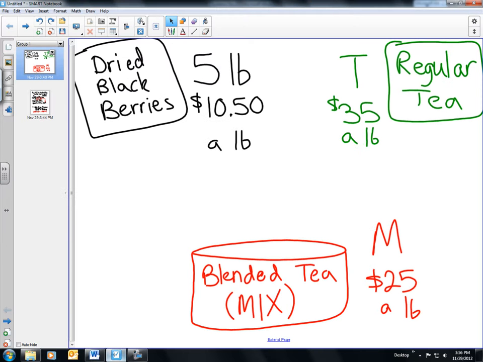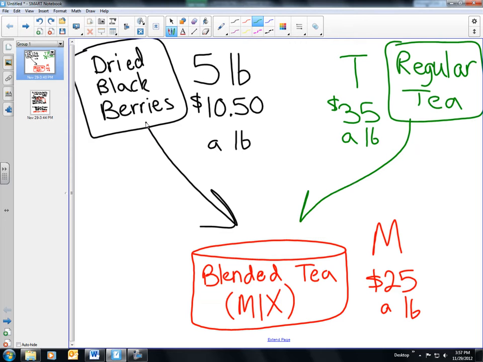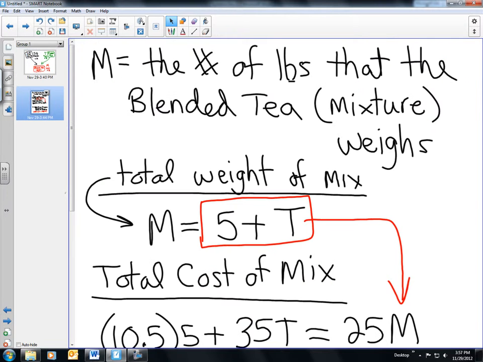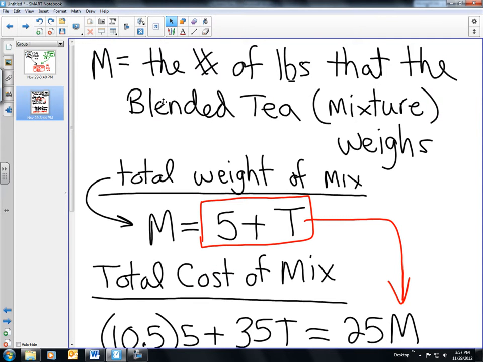So here, let's draw a diagram of what we got here. Dried blackberries get put into a mixture with what we call regular tea. And that is going to create a new mixture of blended tea, which we can also call blackberry tea. Now, there are some things we need to know in this problem that we don't know, so we're going to have to define those as variables. The first thing we need to know is that M is going to represent the number of pounds that the blended tea mixture weighs.